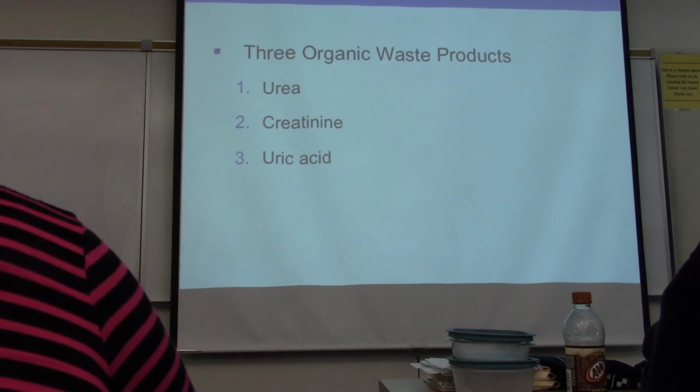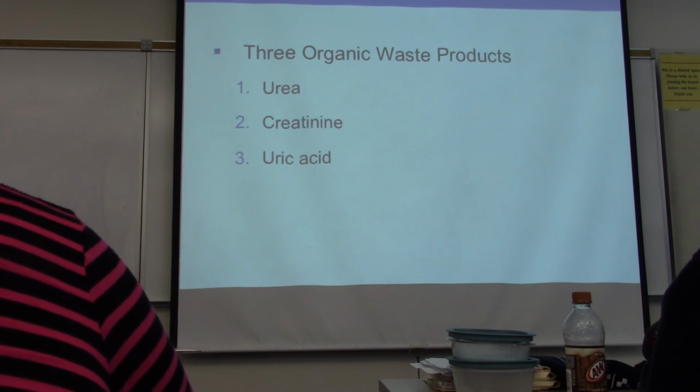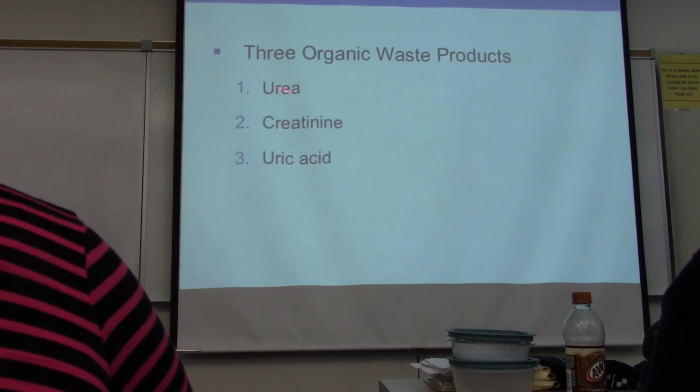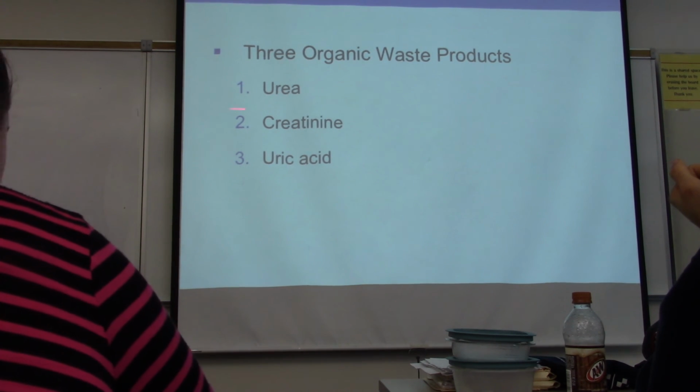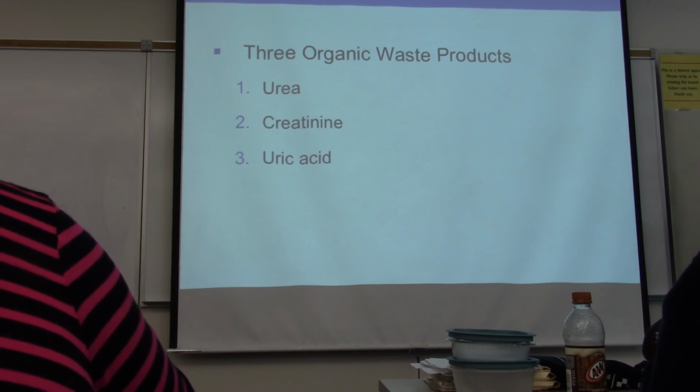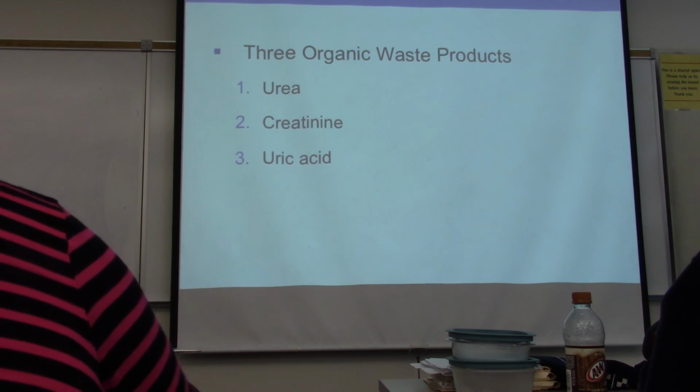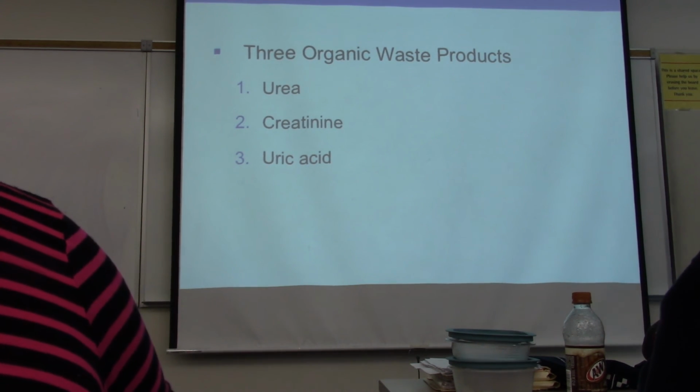There are three organic waste products we ought to talk about a little bit. One of them is urea. Remember us talking about urea on that quiz today? It comes out as ammonia, and it's broken down through the urea cycle into urea. Two good things about urea: number one, it's not toxic, and number two, it's water soluble, so we can pee it out.